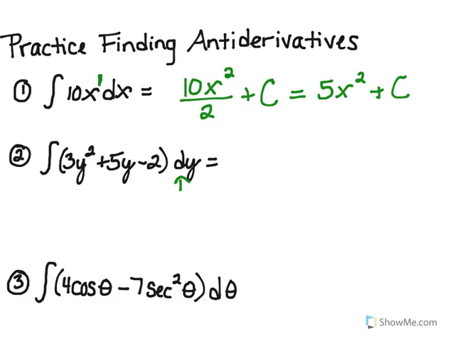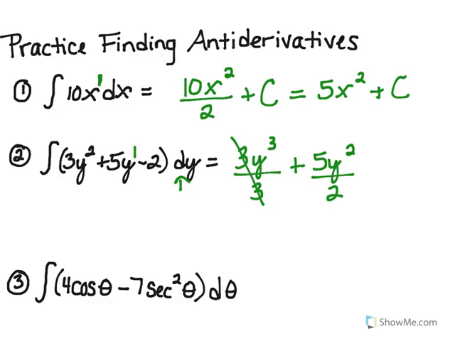So when I look at this, let's look at 3y squared. Keep the 3, keep the y, add 1 to the exponent, divide by the new exponent. So those 3's are going to cross off. Plus, now I've got 5y. Keep the 5, keep the y. That was y to the first. So I add 1 to the exponent, 2, divide by the new exponent. Unfortunately, that fraction doesn't reduce.